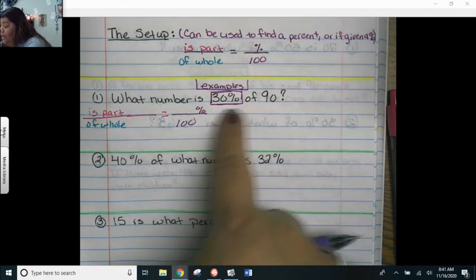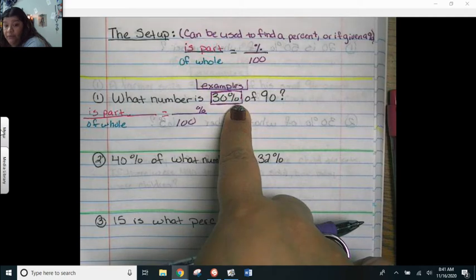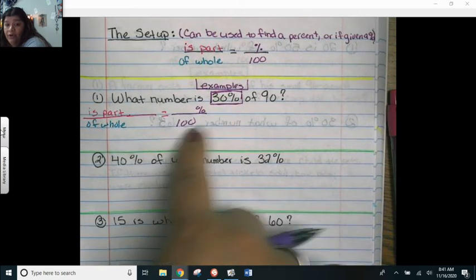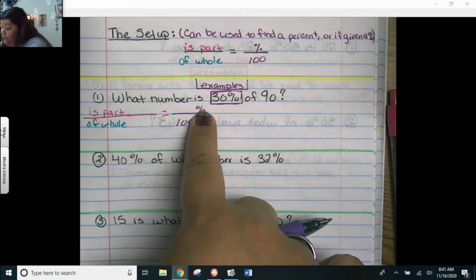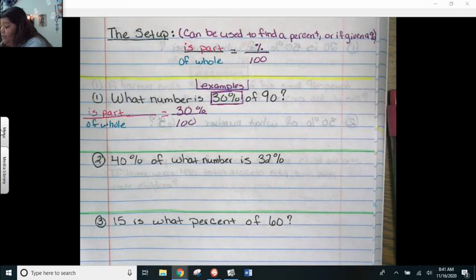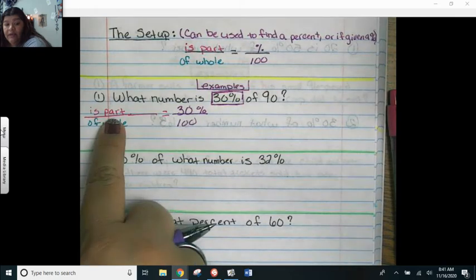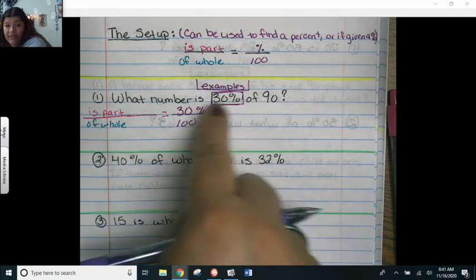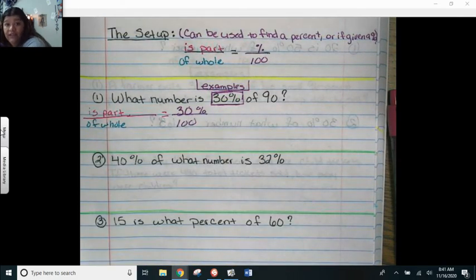Now right away, I see a percent symbol here. So that number goes above the 100, with that symbol. Just like before when we were doing proportions and you wrote your units down, now you're going to write the actual setup: is, part, of, whole, percent and 100. Now you just fill it in.